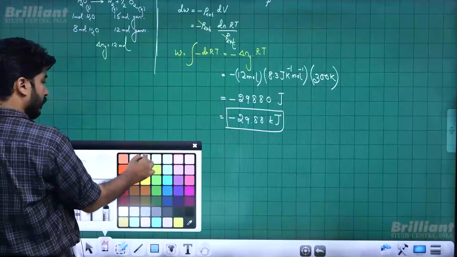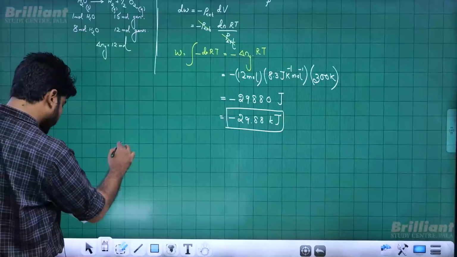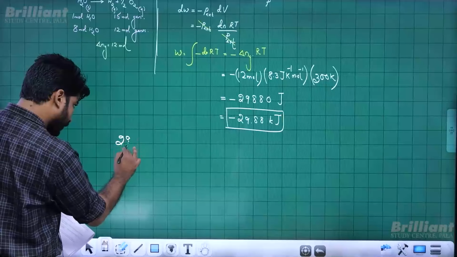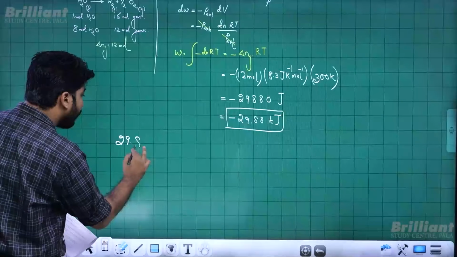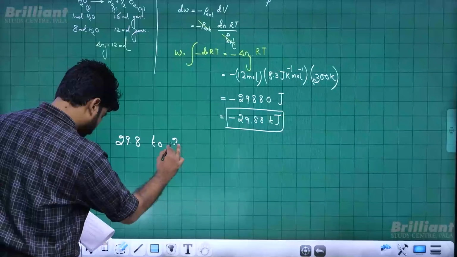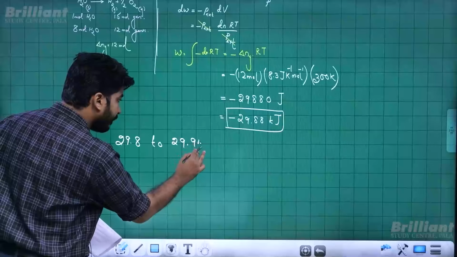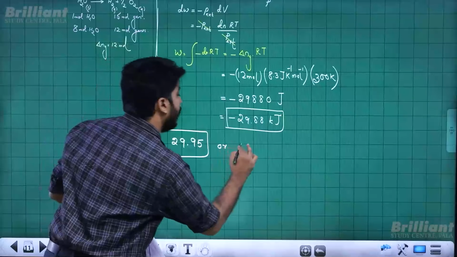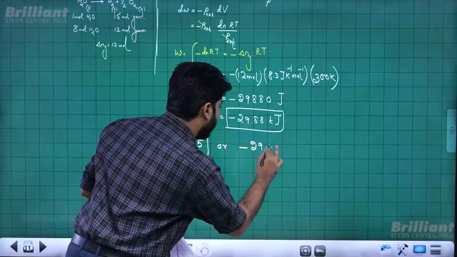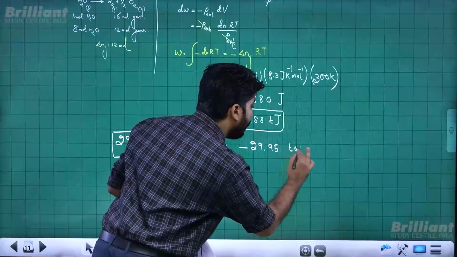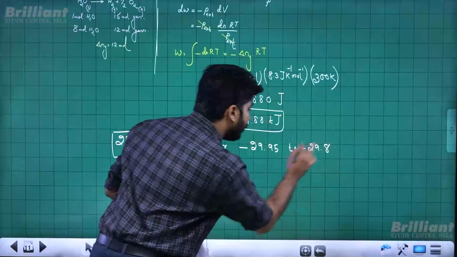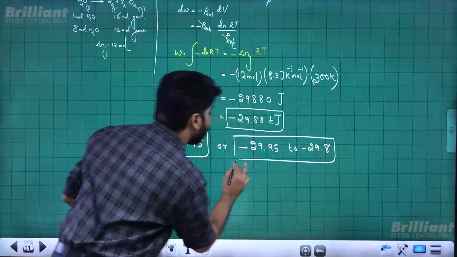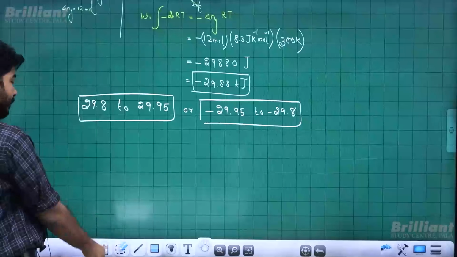IITK has given full marks if somebody has written an answer in the range 29.8 to 29.95 or minus 29.95 to minus 29.8. These are all accepted values as per IITK.